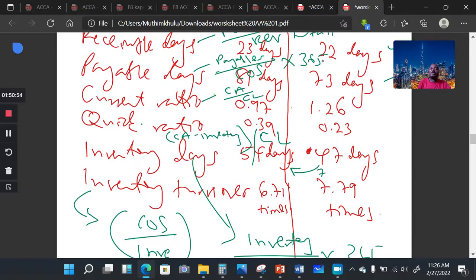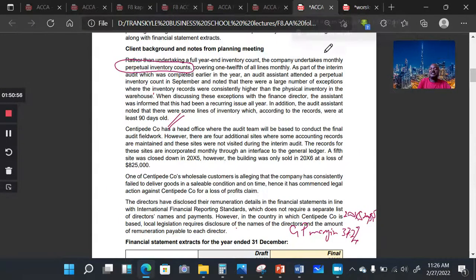We are told that during the interim audit, the audit assistant noted that there were some lines of inventory which, according to the records, were at least 90 days old. But with only this information, this is not an indicator of anything. It says nothing unless supported by other evidence. We need to create the evidence, and this is why we had to calculate a ratio.